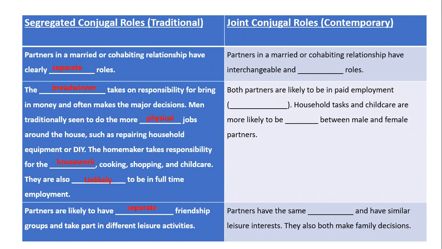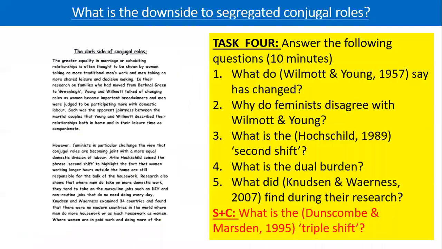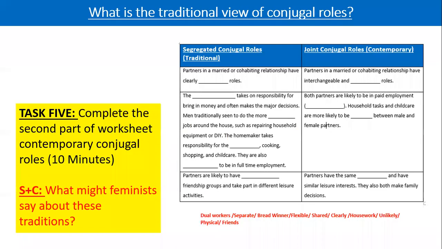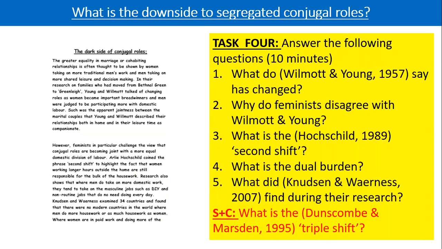So that was segregated. Before we go on and look at the joint conjugal roles, we're just going to very briefly break up the lesson. We're going to look at what the downside of the segregated or separate conjugal roles are. So we've got some questions here. What does Wilmott and Young say has changed? Why do feminists disagree with Wilmott and Young? What is this second shift? What is the dual burden? And then what did Knudsen and Wanus find during their research?